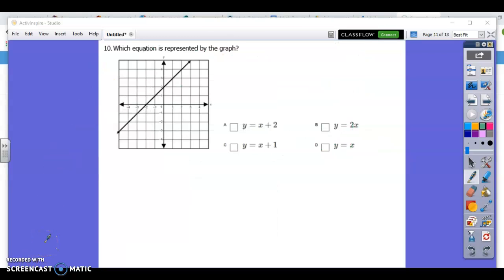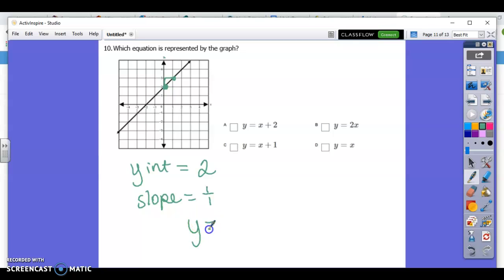Number 10, which equation is represented by this graph? So on your graph, I want you to tell me what is the y-intercept and what is the slope. So the y-intercept, look along the y-axis and see where it touches. It touches at positive 2. So the y-intercept is positive 2. And the slope, if I wanted to find it, how far up and how far over to stay on the line. So I would go up 1 and over 1.